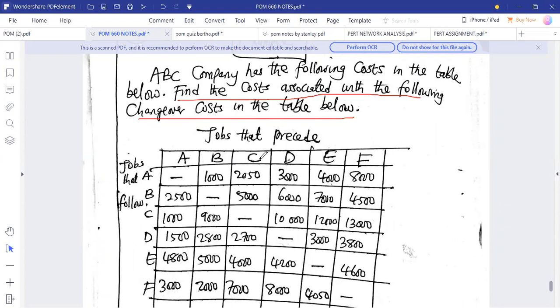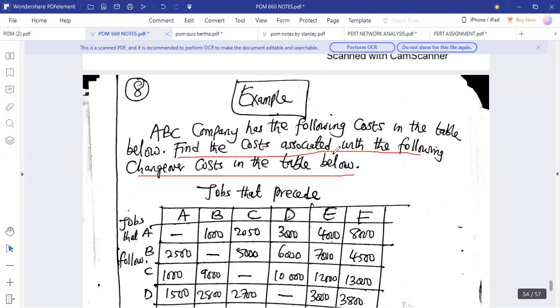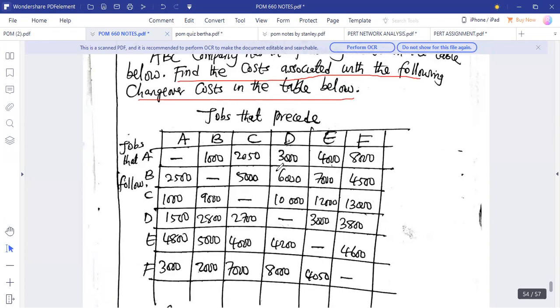All right then, so the job that precedes. So here, first and foremost, the objective of every organization is to minimize costs. Cost minimization technique is what is most important. So here, what goes on is that we need to realize that we have the smallest possible cost.